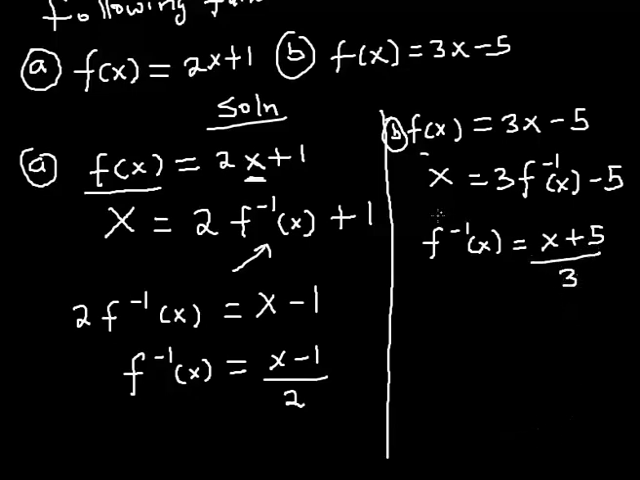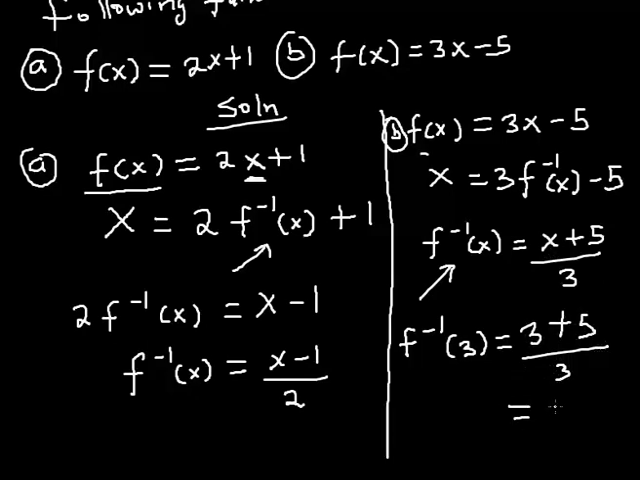What if, from this function, you're asked to find f inverse of 3? Simple. Since you have already found f inverse of x, to find f inverse of 3 is just simple. Just replace x by 3 in this particular formula. So that's going to be 3 plus 5 divided by 3, which is 8 over 3. As simple as that. I hope that is well understood.